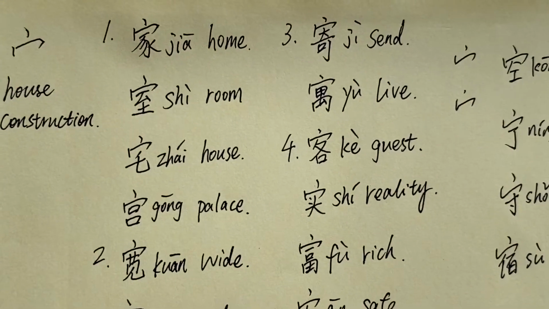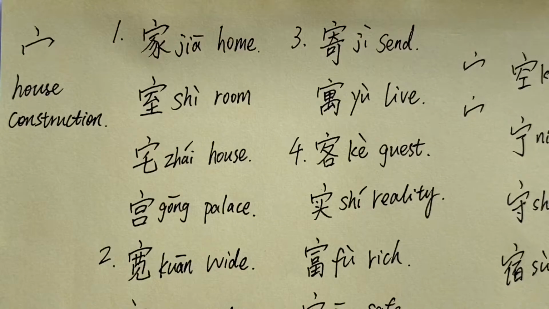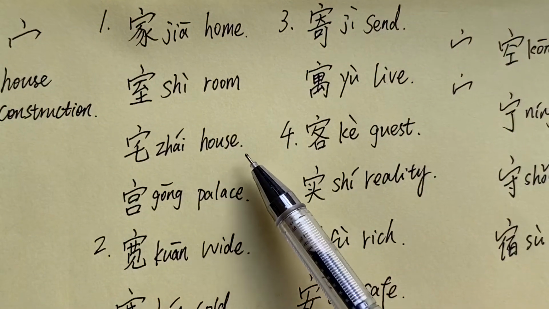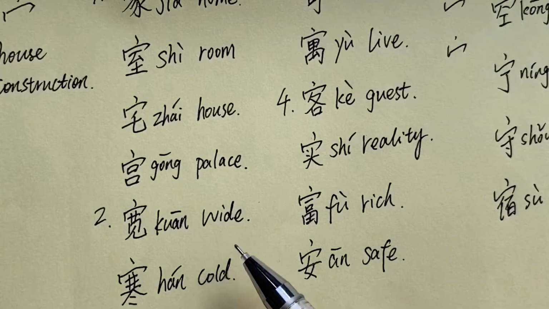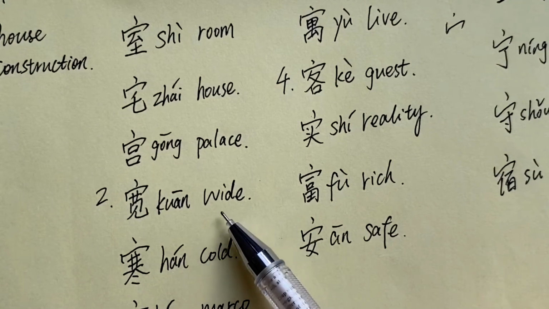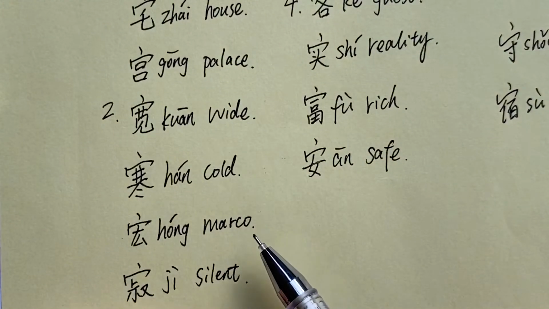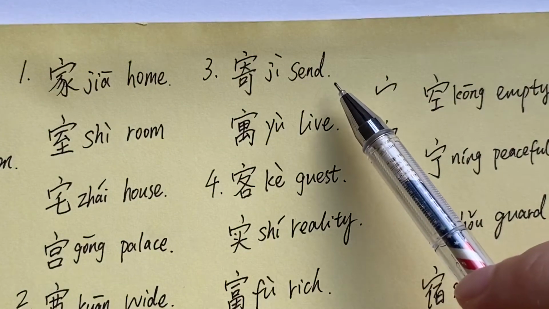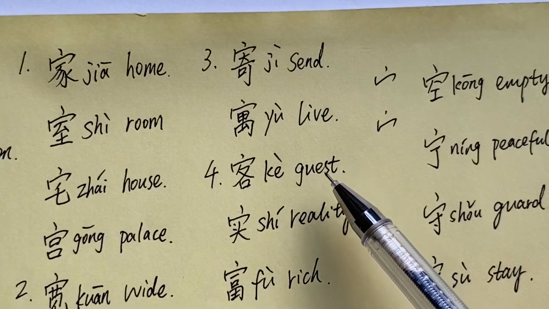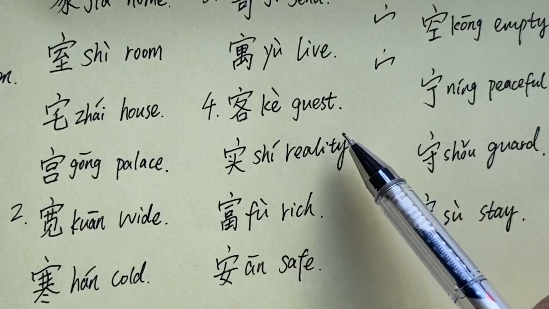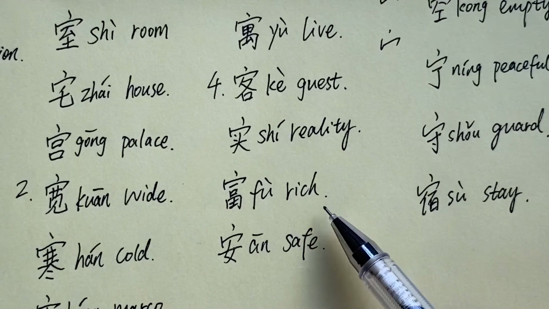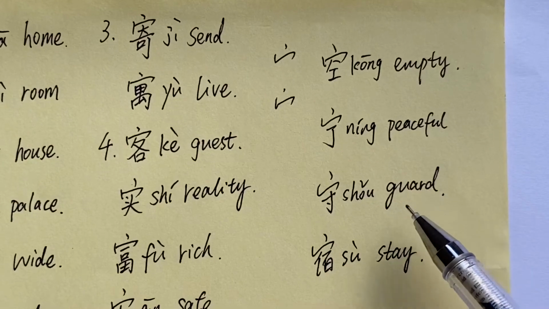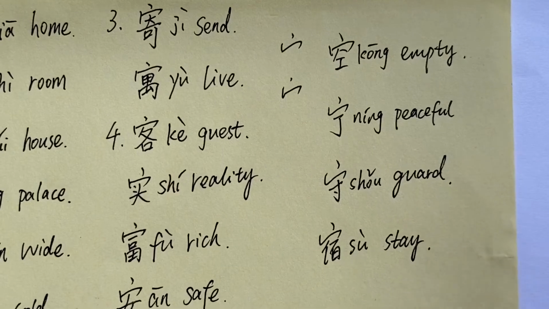宝盖头 house construction related. House related Chinese words such as 家 home, 室 room, 宅 house, 宫 palace. Adjectives related to house 宽 wide, 寒 cold, 红 Marco, 寂 silent. Verbs related to house 寄 send, 寓 live. Other words associated with house 客 guest, 实 reality, 富 rich, 安 safe, 空 empty, 宁 peaceful, 守 guard, 宿 stay.